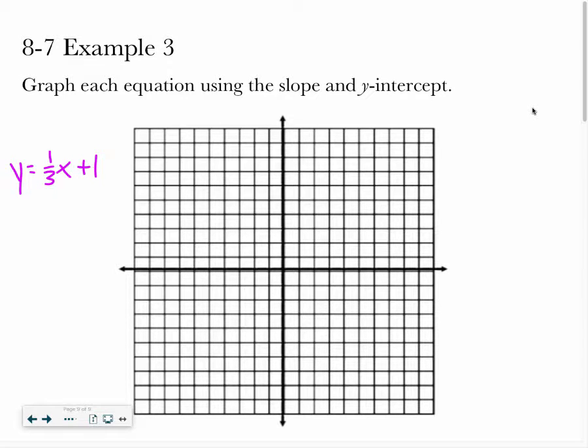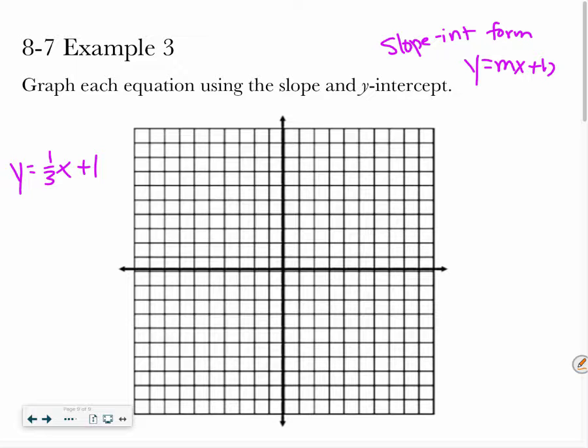Today we are going to practice graphing each equation using the slope and y-intercept. So again, you're going to be getting your equations written in what is known as slope-intercept form. And that's our y equals mx plus b. And once it's in this form, it becomes pretty straightforward with graphing.